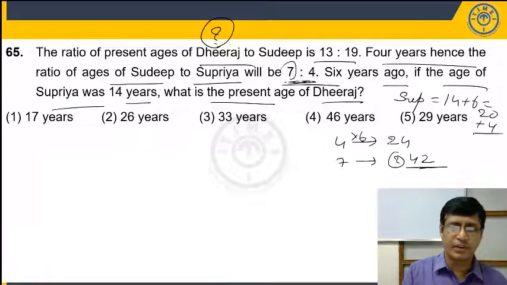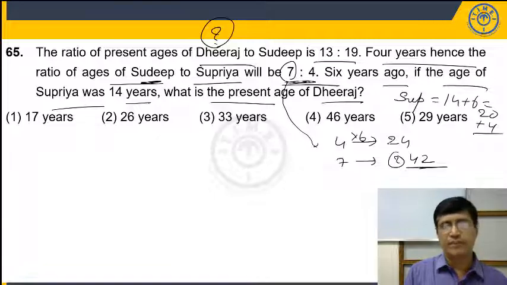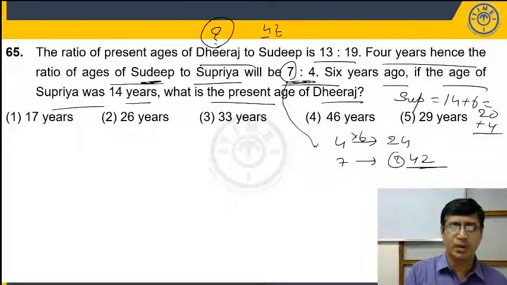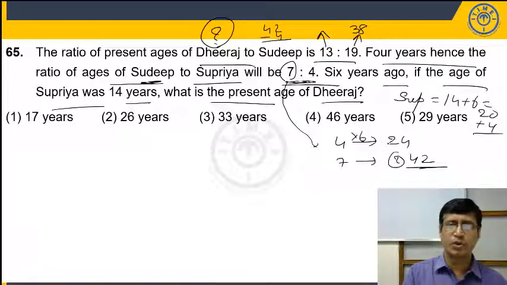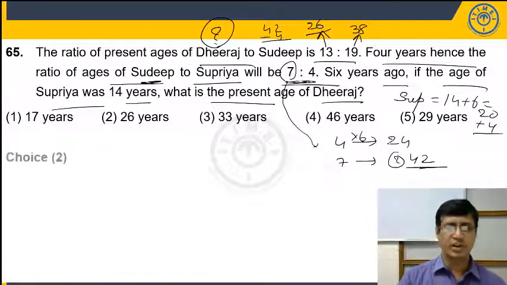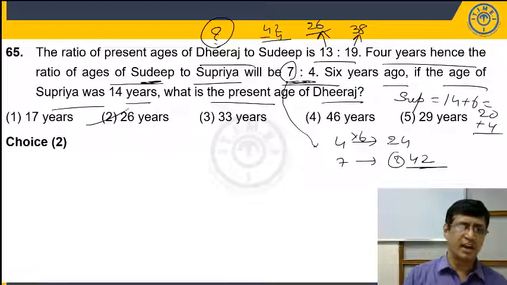So 7 parts is equal to 42. What is 7? Sudeep after 4 years. After 4 years of 42, Sudeep means what is the present age? So 42 minus 4. How much is it? 38. So 19 parts is equal to 38. 19 is equal to 38 means how many times is it becoming? 2 times. So 2 times 13 is 26 years. It is 26 years. What is the right choice? Option 2.